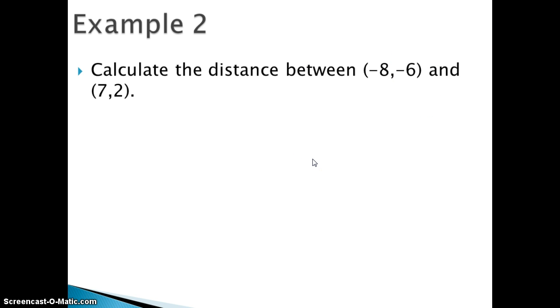And example 2 is calculate the distance between the points negative 8, negative 6 and 7, 2. So again, same type of process. I want to make sure that I label my points. And I'm labeling that so that we remember the difference between an x-coordinate and a y-coordinate. If you're really familiar with that, you don't necessarily need to label them. In this case, I'm going to take my second x-coordinate minus my first. A positive minus a negative would be a plus, so 7 plus 8 squared plus, in this case, 2 minus a negative 6 is a plus 6 squared.